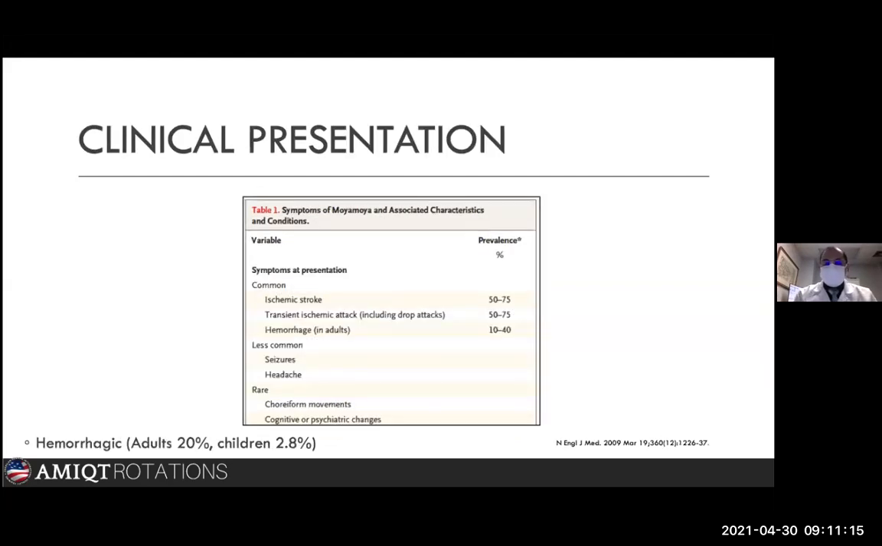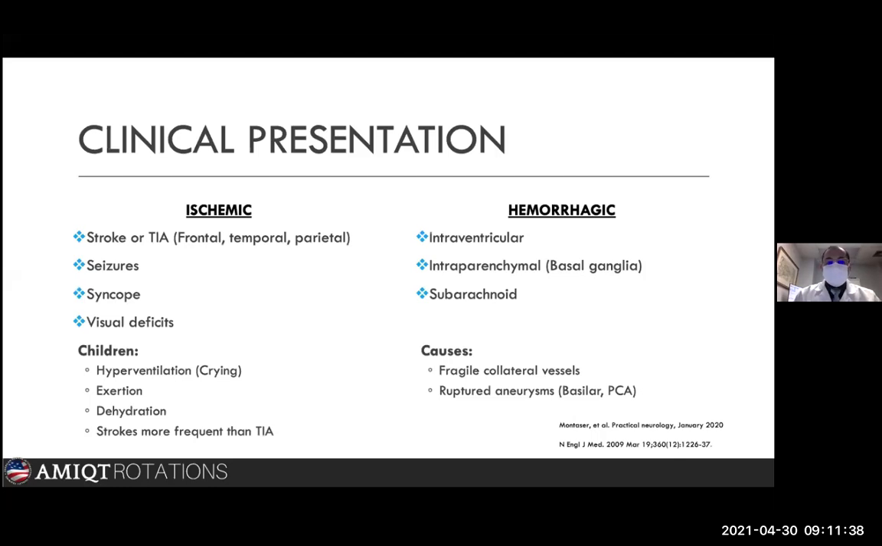Clinical presentation of this disease could be ischemic manifestations or hemorrhagic manifestations, the ischemic ones being the more frequent. If we compare children and adult populations, adults tend to have more hemorrhagic episodes than children. The ischemic presentations that could occur are complete strokes or transient ischemic attacks that could happen frequently in these patients. Other manifestations are seizures, syncopes, and visual deficits.